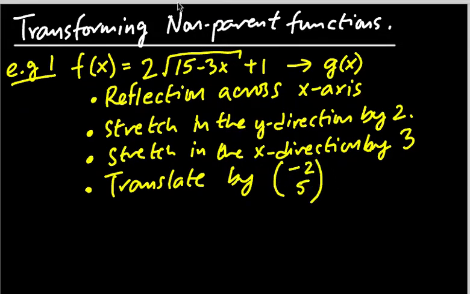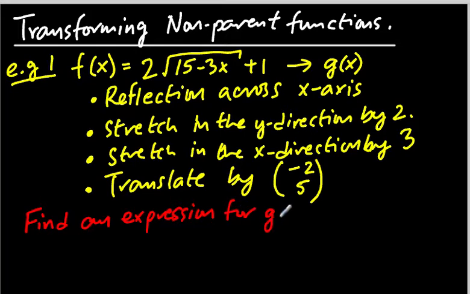And the question that I have for you is this: find an expression for g of x. In other words, find g of x in terms of f of x, or no, find g of x as a final square root function. What is the exact numbers in square root notation? All right. So how do we do this?